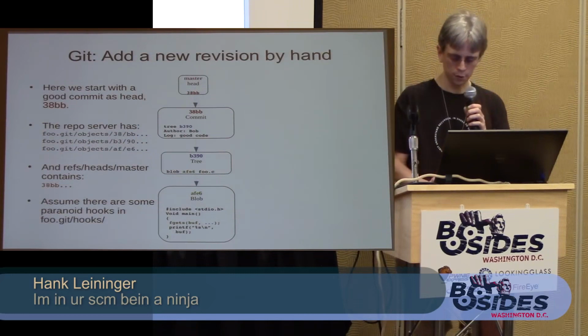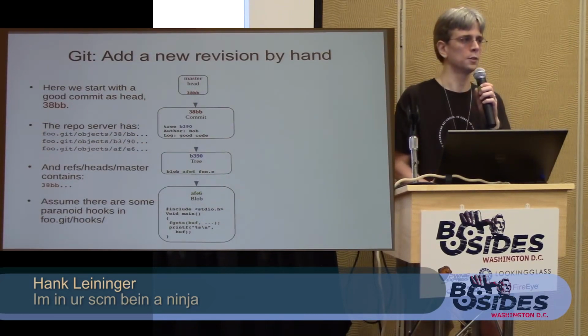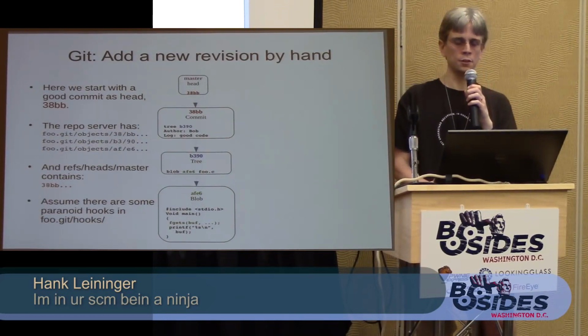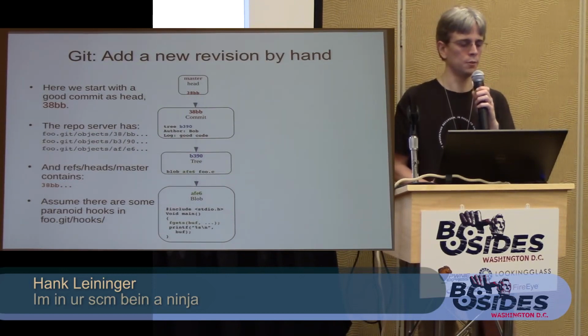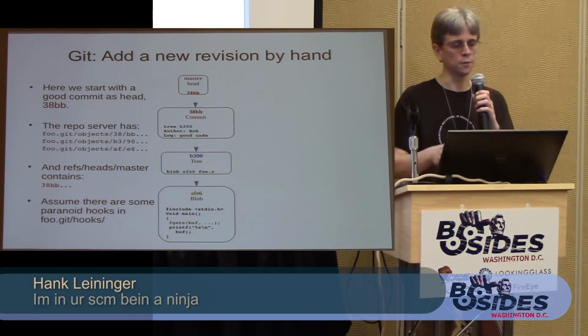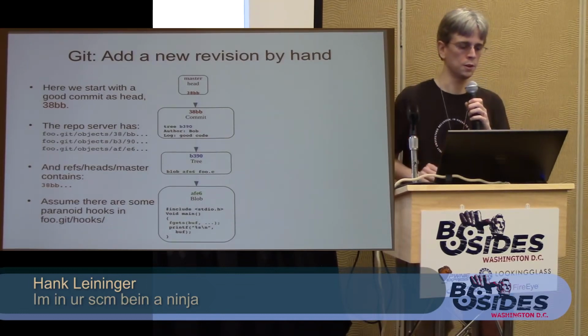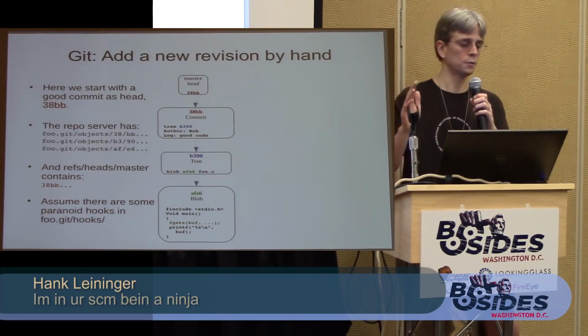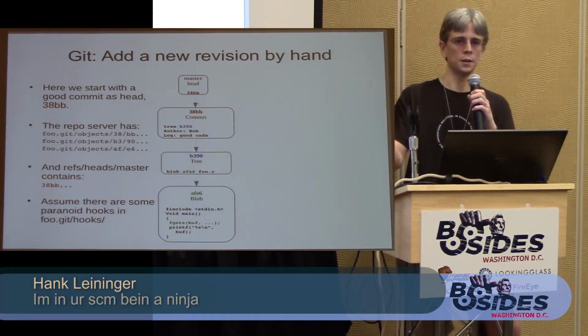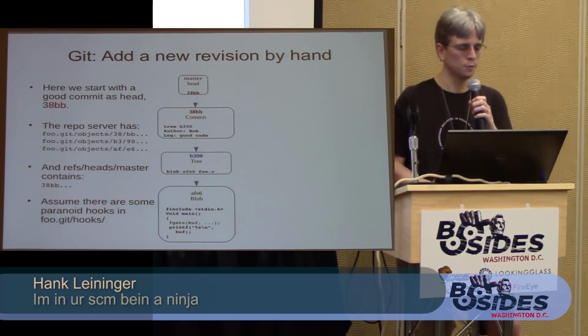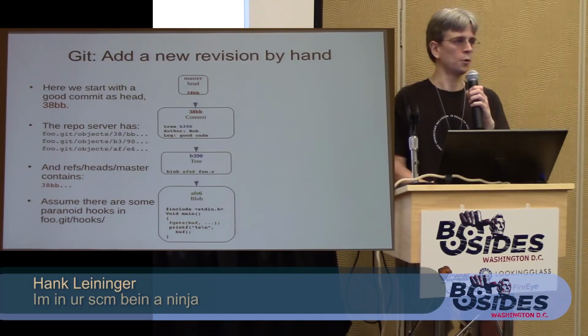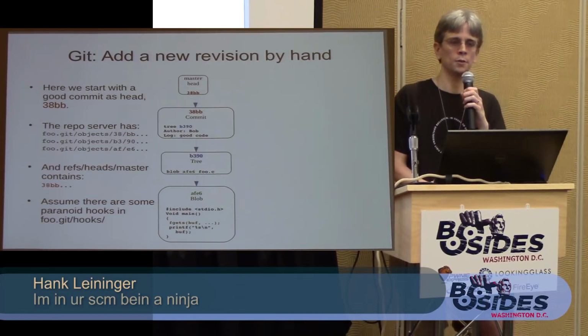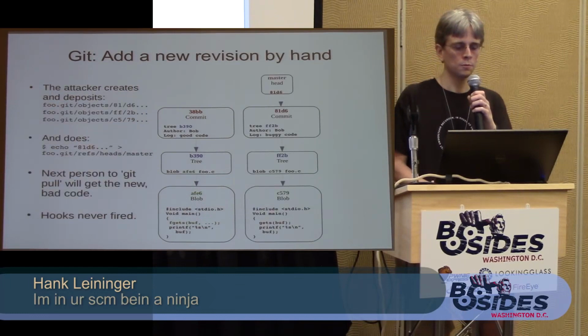Well, here we have our standard, safe revision that's existing in Git. In this case, this is the head revision, and we have on the repo server objects in the object subdirectory for each of these: the commit, the tree, and the blob objects. And refs/heads/master contains the checksum of this revision that's good. And we're assuming that there are some paranoid hooks in place on the repo server and that the bad guy wants to bypass them. So they can.